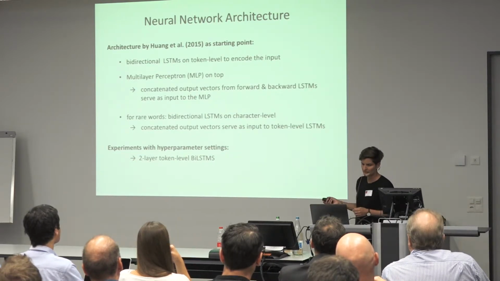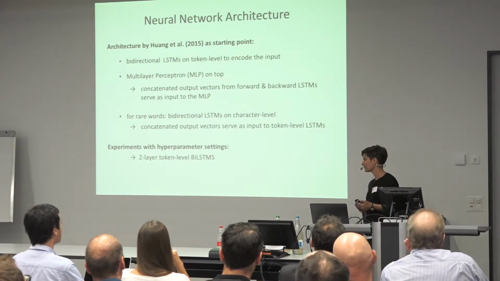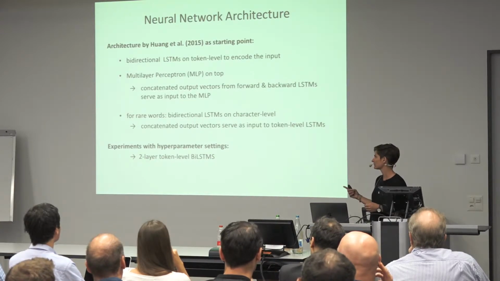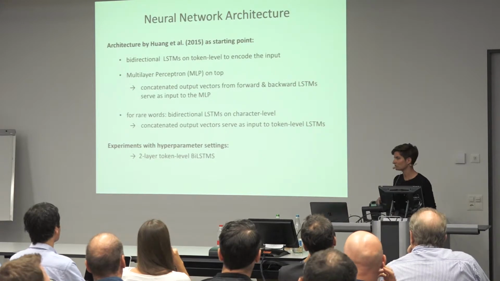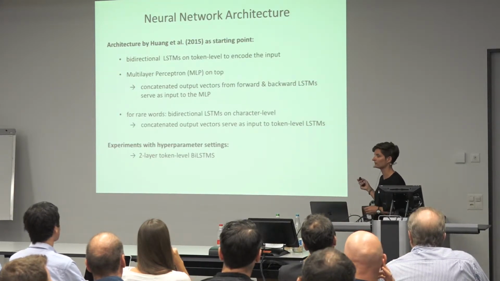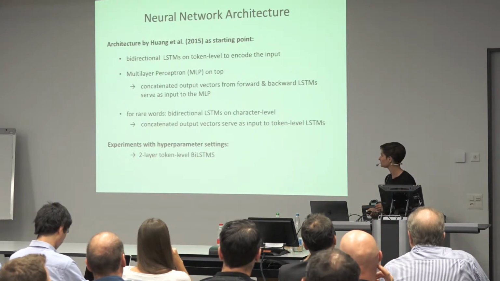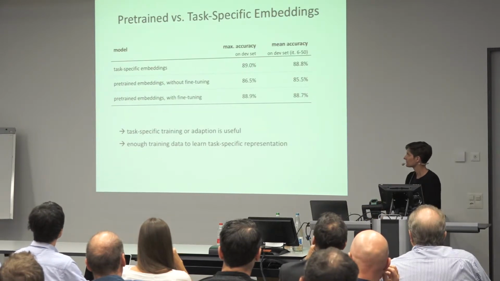In our experiments, we also tried to change the hyperparameter settings, but the only change that had a noticeable effect on performance was to add a second layer to the token-level LSTMs. So our final model is basically the same as Huang and colleagues developed, just with a second layer on the token-level LSTMs. Okay, so let's start with the results.